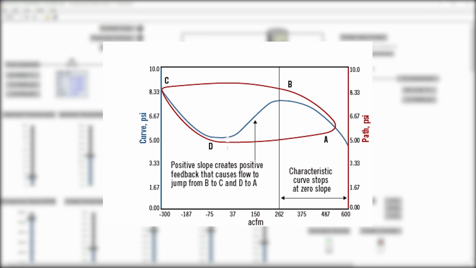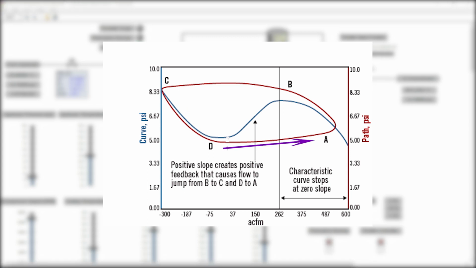The operating point walks along the negative sloping compressor characteristic curve from point A to B but then jumps from point B to C as a result of the positive slope. The operating point then walks along the negative sloping characteristic curve from point C to D but then jumps from point D to A as a result of the positive slope. The whole cycle then repeats itself if the surge valve is not opened far enough.